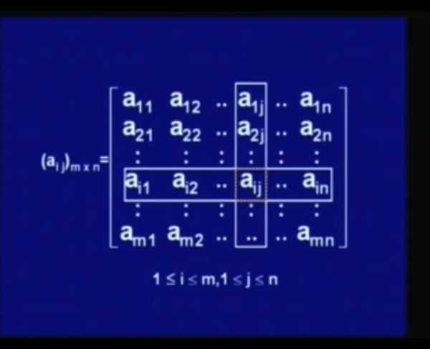In the matrix, the element has two indices i and j. The index i represents its position in the row and j represents its column position. i varies from 1 to m, while the index j varies from 1 to n.